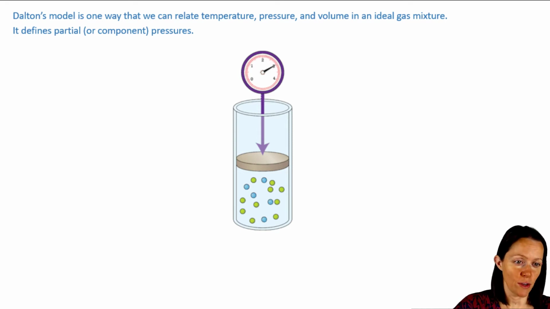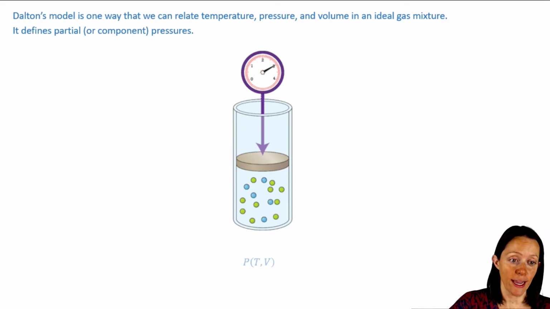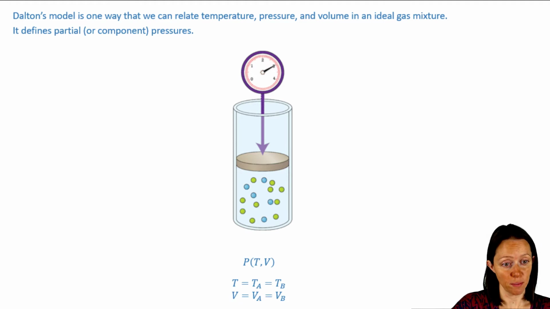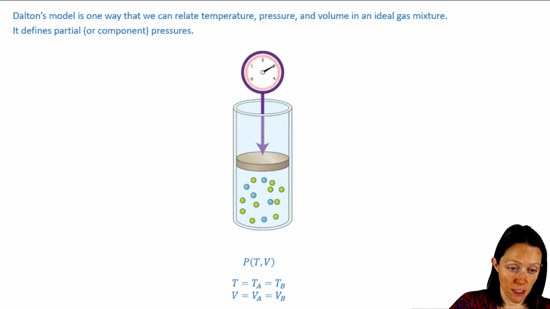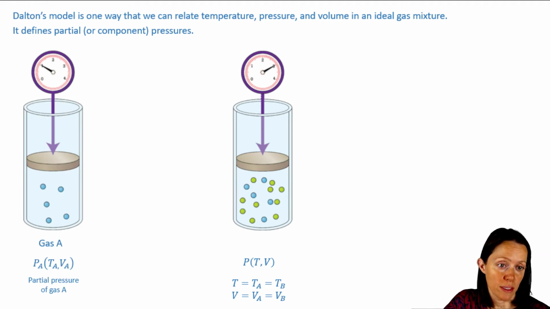So you see that you've got some green dots and blue dots representing those two gases. And they are at a given temperature and pressure, where we can define the temperature of each of those components and the volume of each of those components. And Dalton's model defines the temperature and the volume of each component as equal to the temperature and volume of the mixture. Now we say, well, what if we just took one of those components, say the blue molecules, gas A, and we put it in a container by itself?